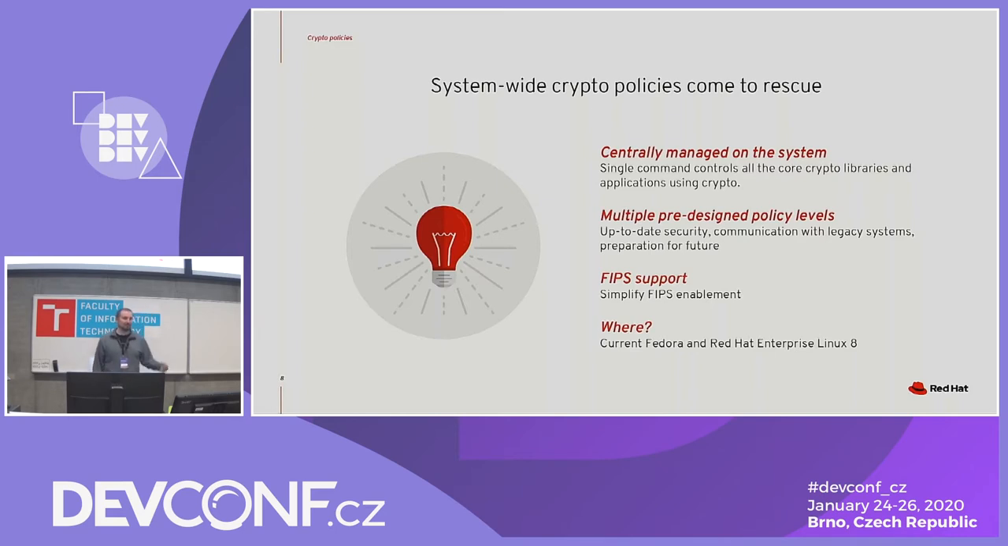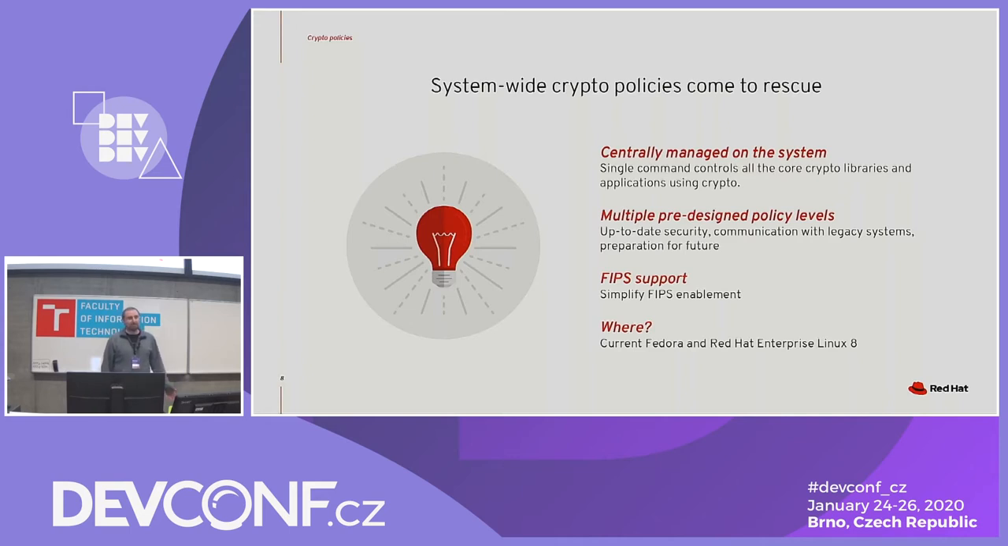System crypto policies come to the rescue for this task. Because they are centrally managed on the system, there is a single command that controls all the core crypto libraries and applications using crypto. There are multiple pre-designed policy levels, which allow you some flexibility. All the levels give you up-to-date security, but some of the levels give you communication with legacy systems and some preparation for the future. The system-wide crypto policies also simplify FIPS enablement and give you a special policy for that.